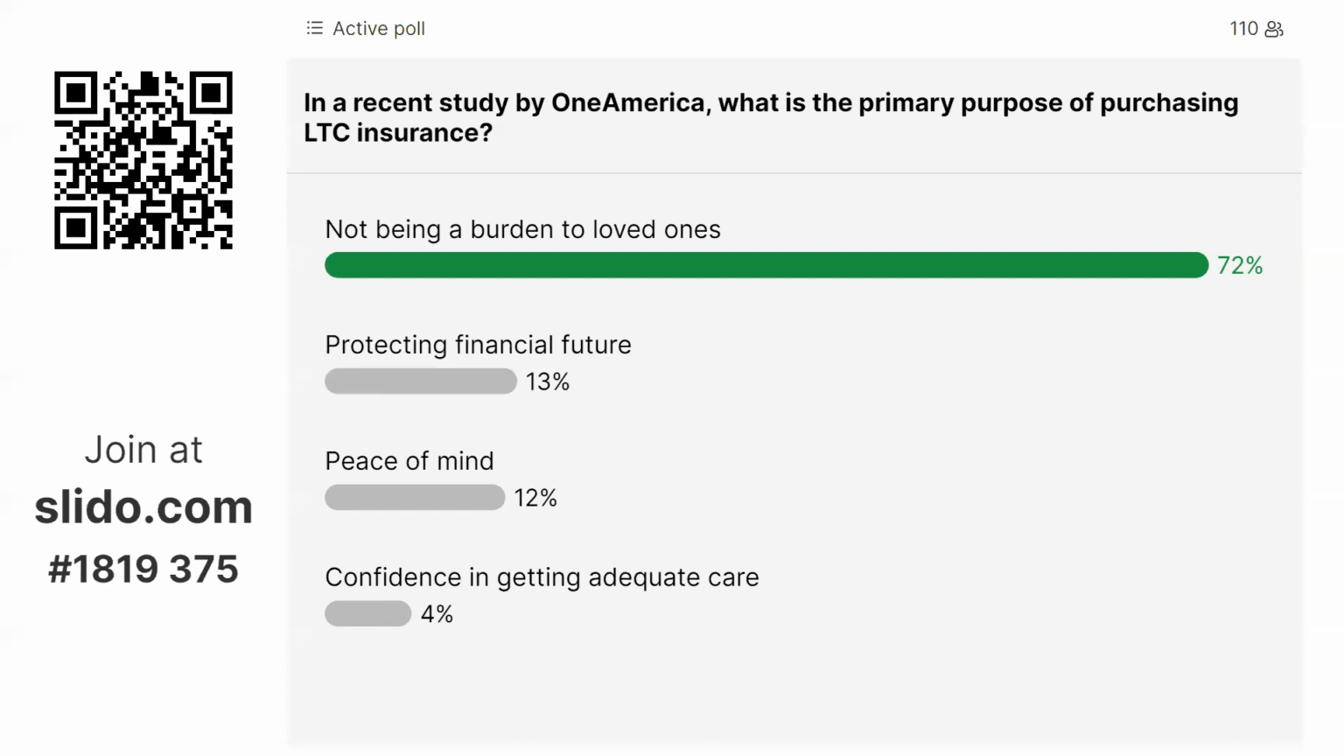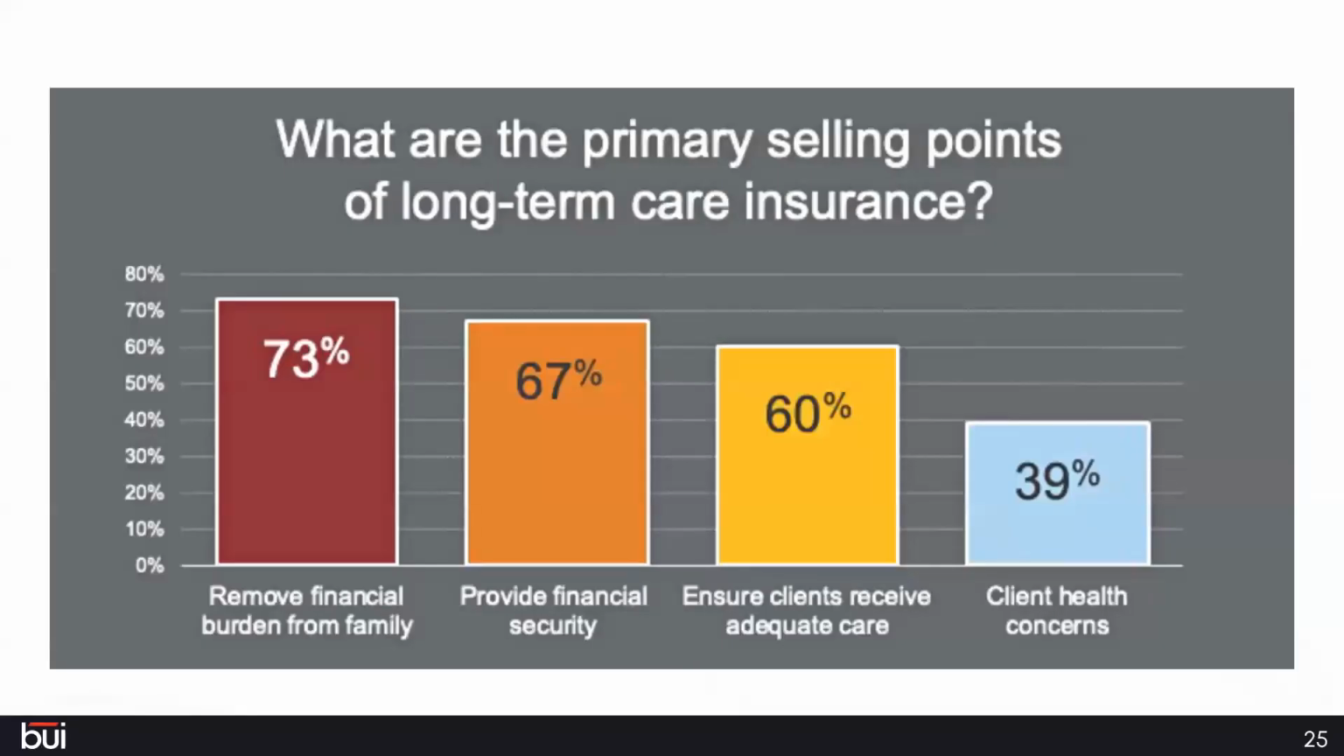When financial service professionals were asked the same question, but in reverse, which is, what are the primary selling points of long-term care insurance? 73% said removing the financial burden from family. So the word burden is consistent with both the consumers and the financial service professionals who are offering the coverage. But financial advisors specify that it's financial burden, while consumers cited the devastation of one's own finances and avoiding undue burden on one's family as being nearly equal.